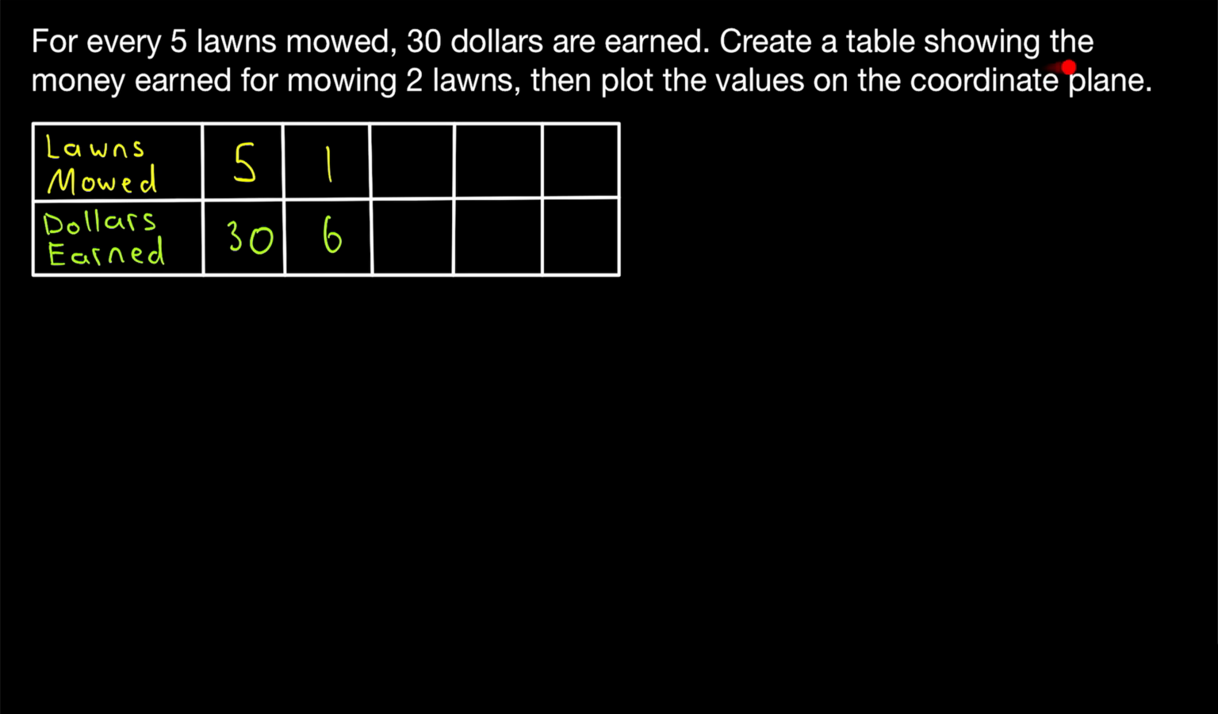The question is asking us to show the money earned for mowing 2 lawns. So now we'll want to scale our ratio up to 2 lawns.